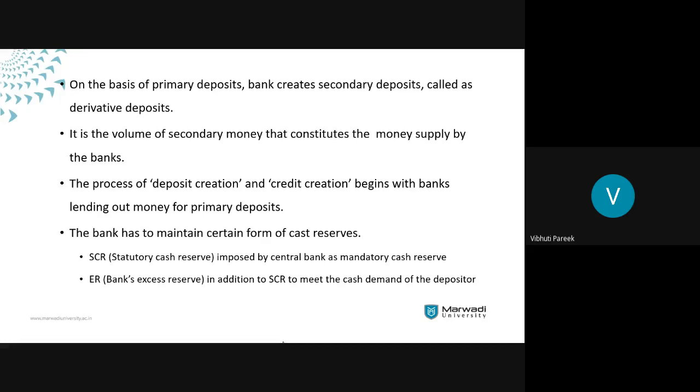On the basis of primary deposits, the bank creates secondary deposits, which can also be called derivative deposits. Secondary deposits are something which arise out of the loans which are returned to the bank in the form of deposit. The bank has given loans to people, and generally a common man returns loans. So secondary deposit arises out of bank loans which are returned. It is the volume of secondary deposit which constitutes the money supply by the bank.